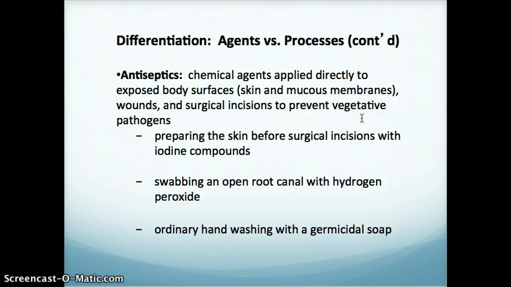We often use these, for example, in preparing the skin before a surgical incision, and they use iodine as the antiseptic. With a root canal, they'll use hydrogen peroxide, another great antiseptic. And then we might use ordinary hand washing with a germicidal soap, and that would also be considered antiseptic.